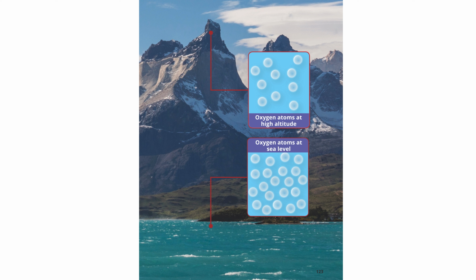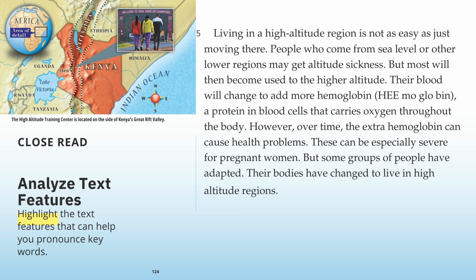Oxygen atoms at high altitude. Oxygen atoms at sea level. The High Altitude Training Center is located on the side of Kenya's Great Rift Valley.